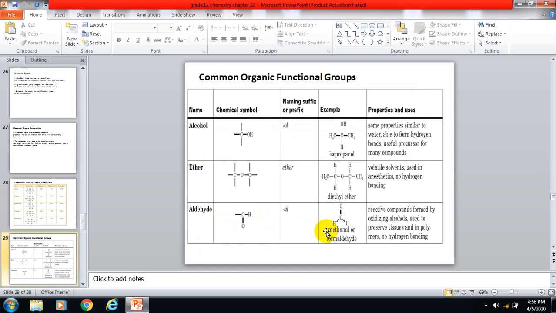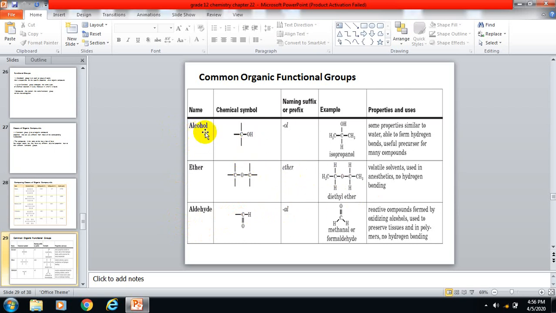Common organic functional groups: name, chemical symbols, naming suffix or prefix, examples, properties and uses. So easy. This is the complete structure. If you are going to study just the properties, prefix, how they change, the example and the chemical symbol are there, so there is no need for any description, though I included a few slides on ethers, alcohols, aldehydes. But these are the main gist. You can get the knowledge from these slides.